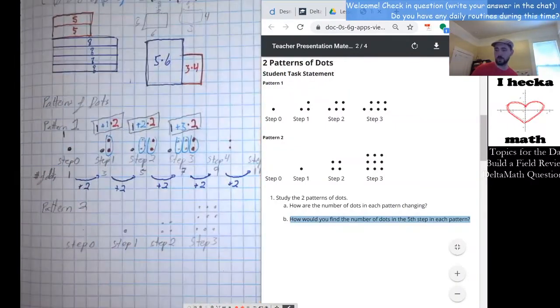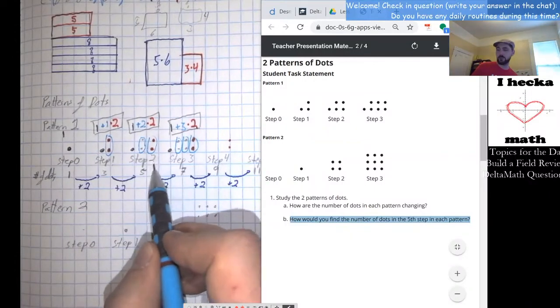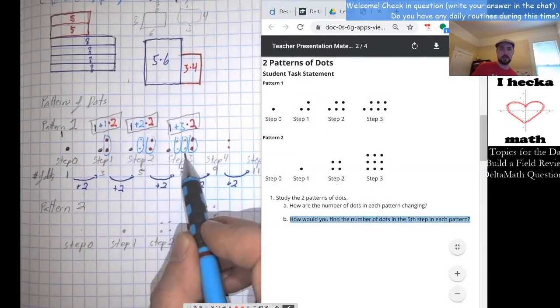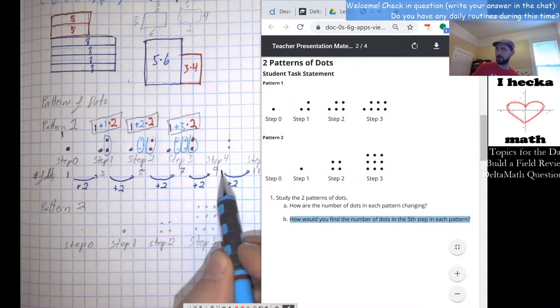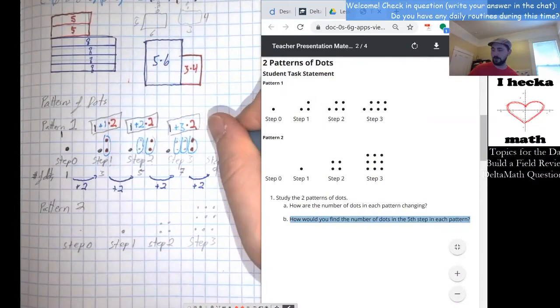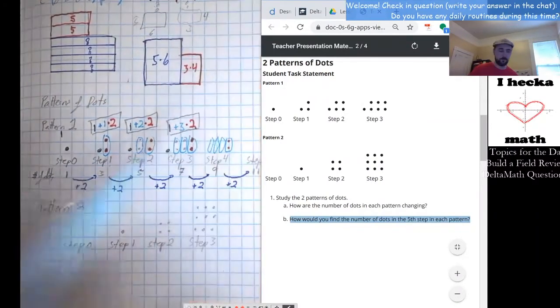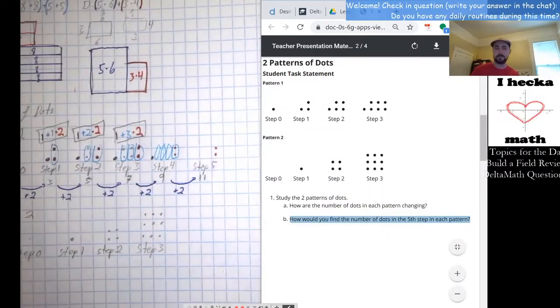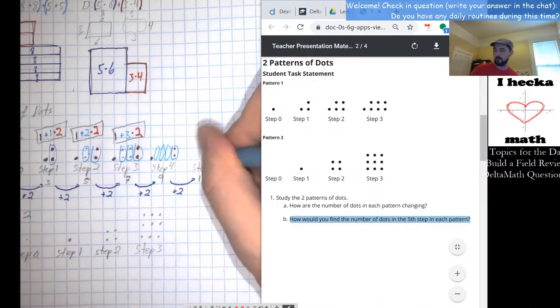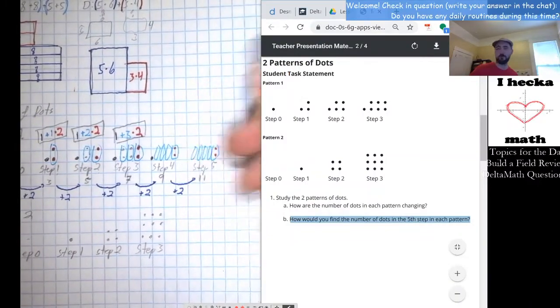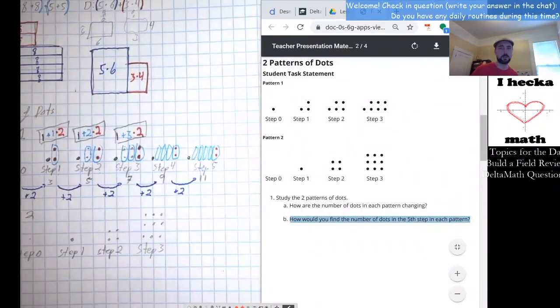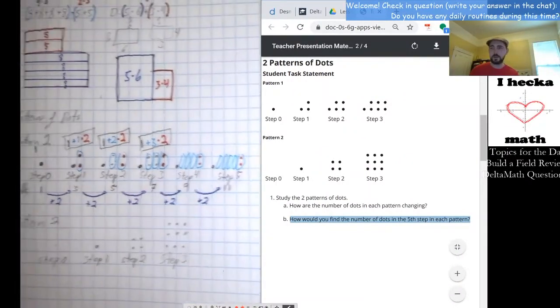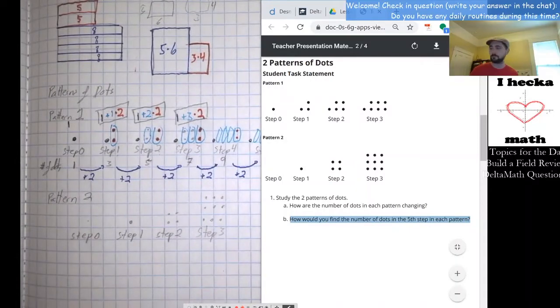Because now we're counting totals, right? Step one had one pair. Step two had two pairs. Step three had three pairs. Step four will definitely have one, two, three, four pairs plus the original one, and step five should have one, two, three, four, five pairs plus the original one, right? So different ways to count, but we get the same result every time.